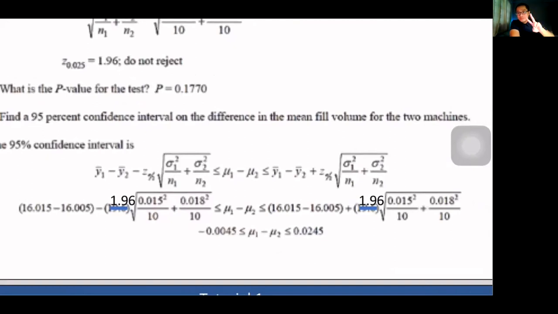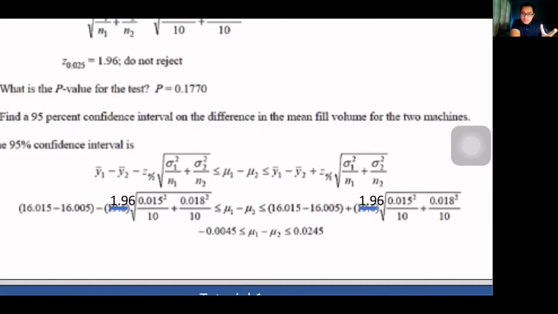Confidence interval has two purposes: one, to accept or reject H0, similar to the table, and number two, to find the range. Here you can see the minimum is negative 0.0045 and the maximum is 0.0245. Is zero in between? Yes, zero is in between. Since mu 1 and mu 2 are the same, the same number minus the same number will get zero. So H0 is accepted, confirmed. One says H0, another says H0, so it's confirmed.